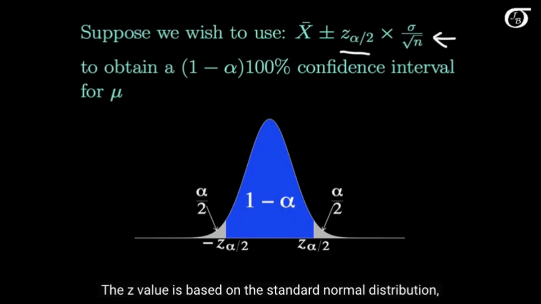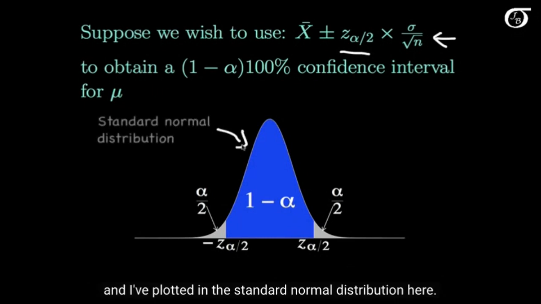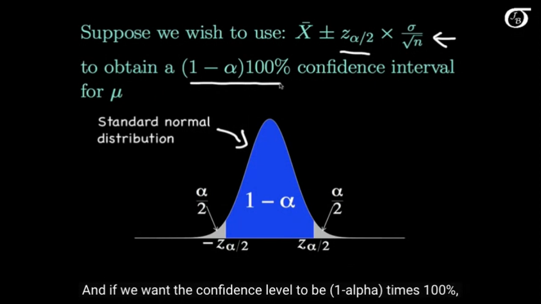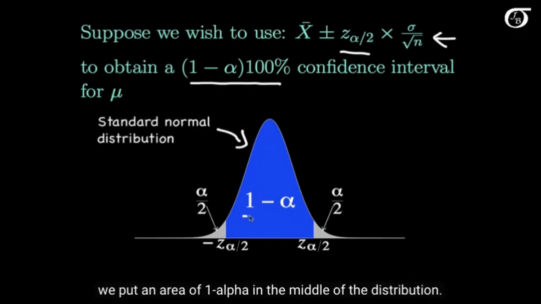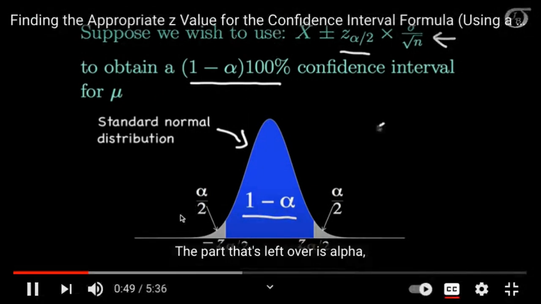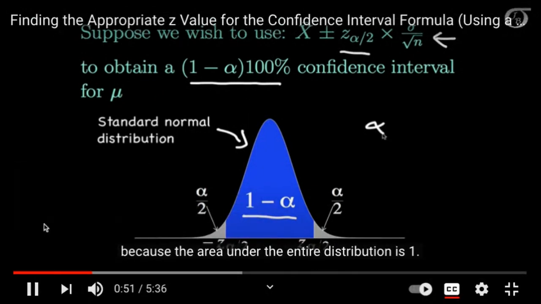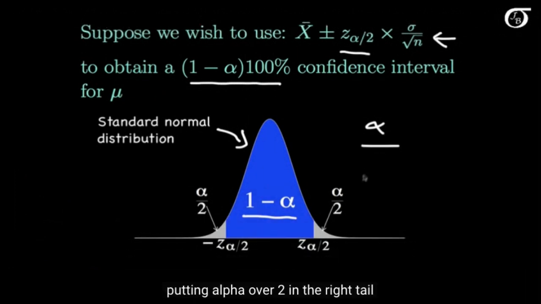The Z value is based on the standard normal distribution, and I've plotted the standard normal distribution here. If we want the confidence level to be 1 minus alpha times 100%, we put an area of 1 minus alpha in the middle of the distribution. The part that's left over is alpha, because the area under the entire distribution is 1. And we split this alpha evenly into the two tails, putting alpha over 2 in the right tail and alpha over 2 in the left tail. Z sub alpha over 2 is the Z value that has an area to the right of alpha over 2.